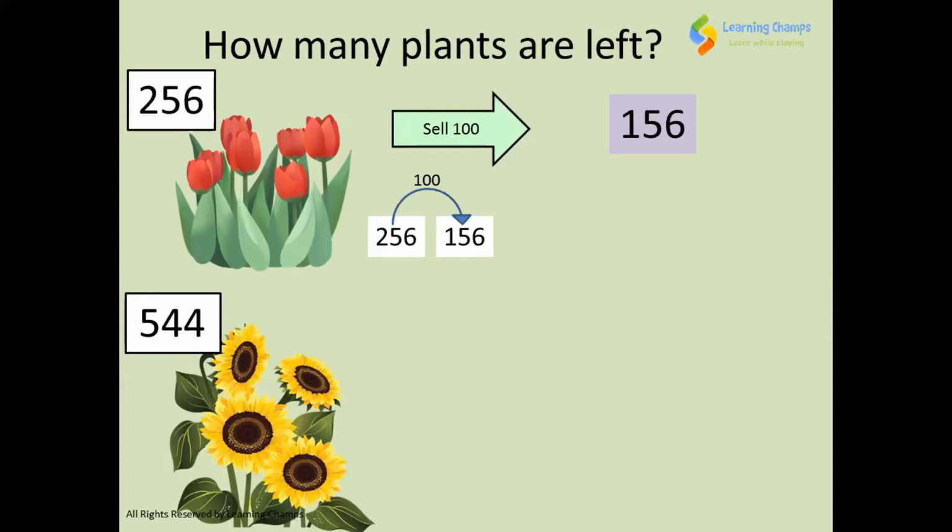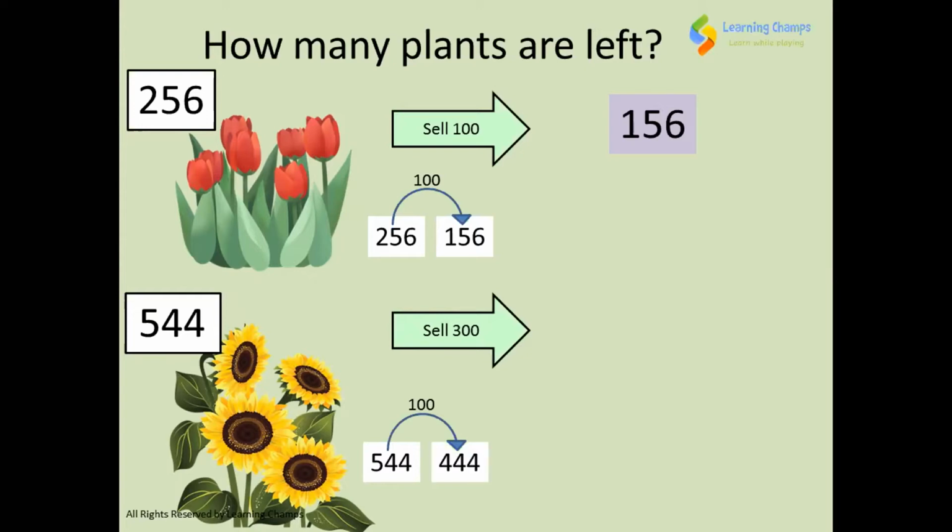544 sunflowers. If we sell 300, I heard 444. Is it 444? What is the next number? 344? 444. Very good.